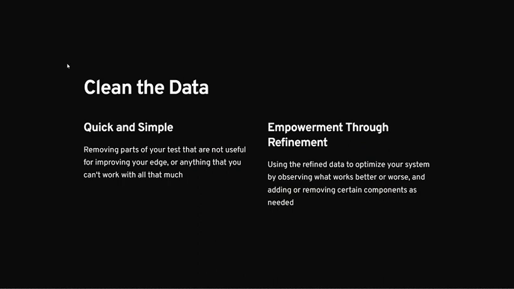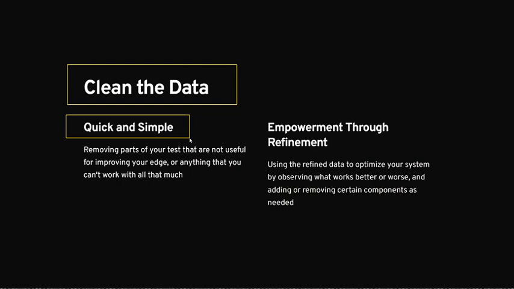Now we want to clean the data. Yes, we clean this. This is a very quick and simple process. We're removing parts of your test that are not useful to improve your edge, or anything that you can't work with all that much. Essentially, we're looking at your data and saying, what is the 20% that is providing 80% of the results? What are the things that we can really leverage, and what things are not providing so much leverage? One thing I also want you to realize is I want you to think outside the box.